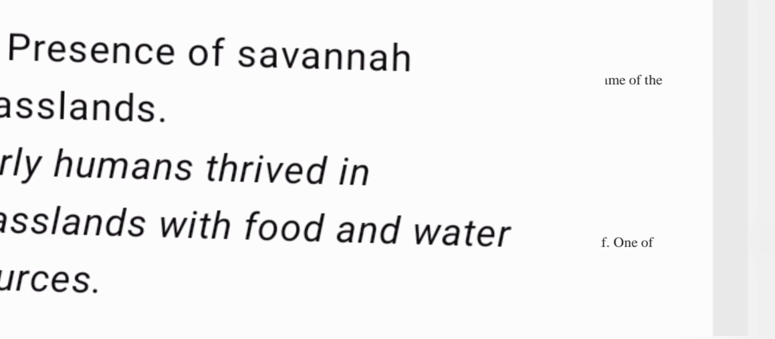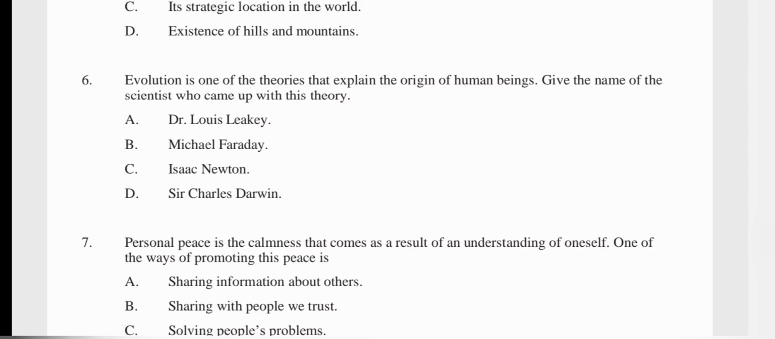Number 6. Evolution is one of the theories that explain the origin of human beings. Give the name of the scientist who came up with this theory. Dr. Louis Leakey, Michael Faraday, Isaac Newton, Sir Charles Darwin.